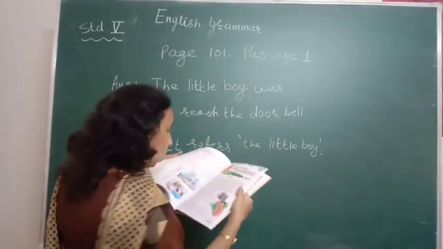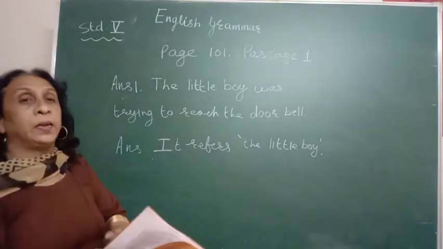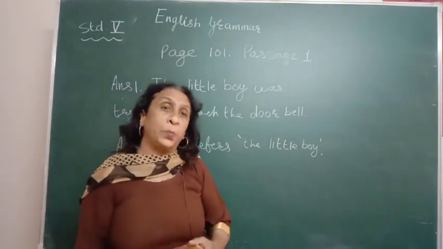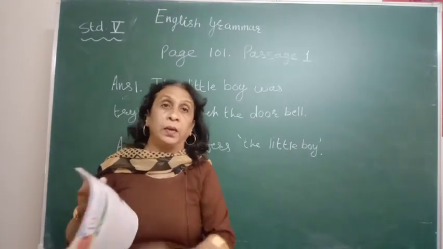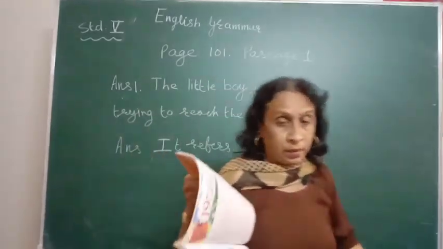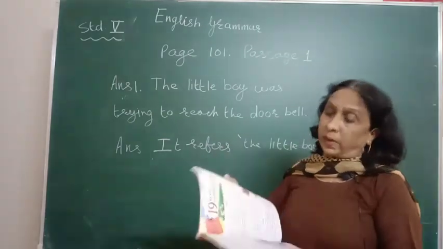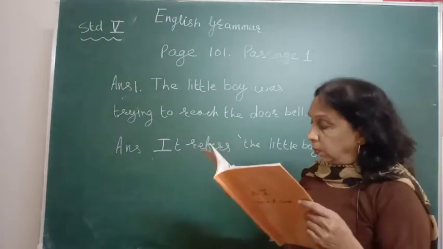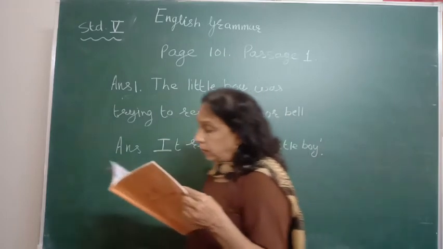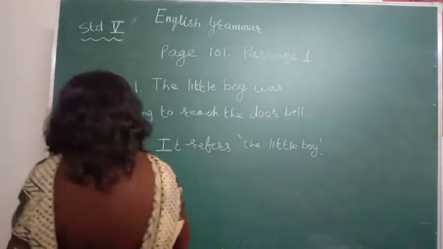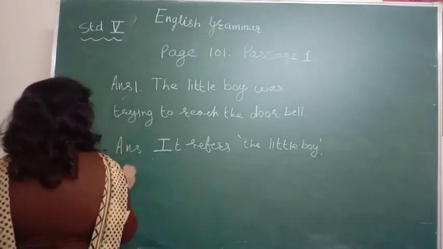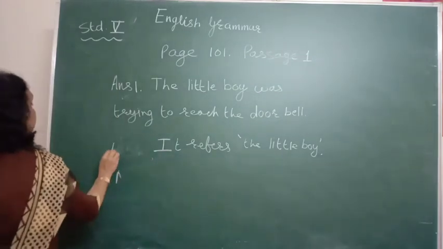Then third, who did the little boy want to irritate? Irritate means to make someone angry. Who did he want to irritate? He wanted to irritate the owner of the house. This is answer second.